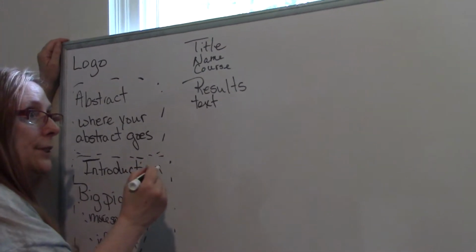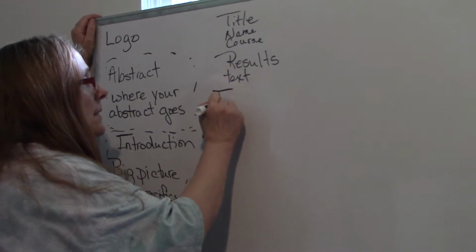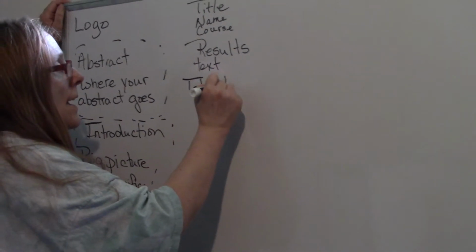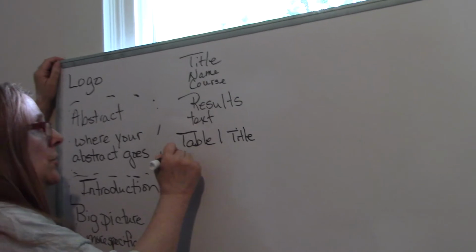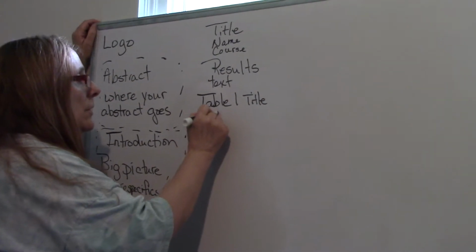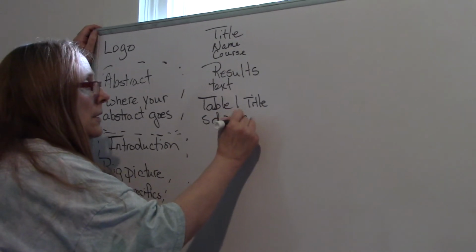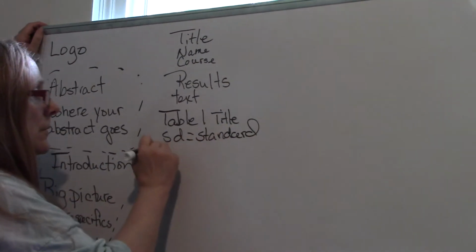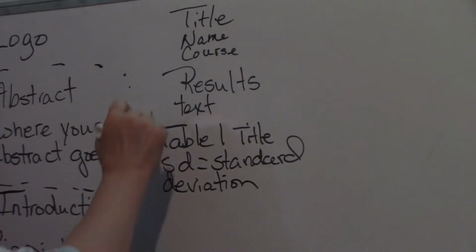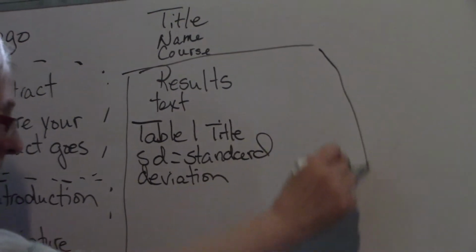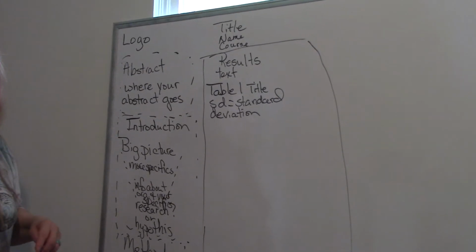But one of the things you have to do with those is have descriptive titles or legends. So basically, table 1 and the title, and then if you have any abbreviations, like let's say you have standard deviation, SD, and you've used SD in the table, then you would put that as part of your title. Okay? So all of this middle section should be your results. Okay?